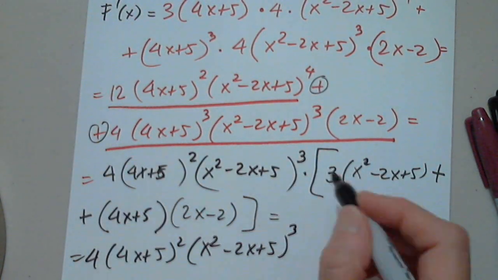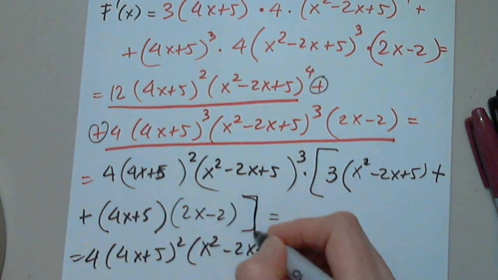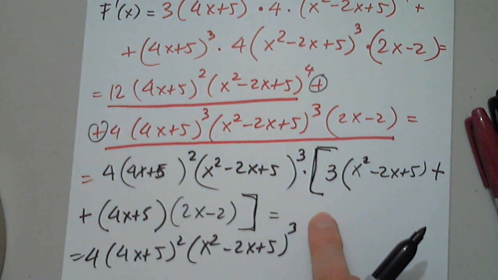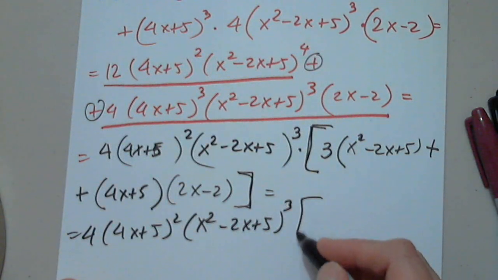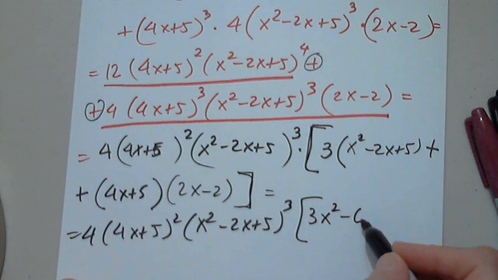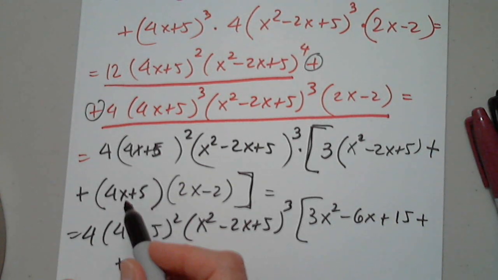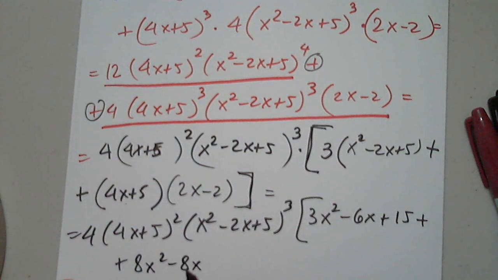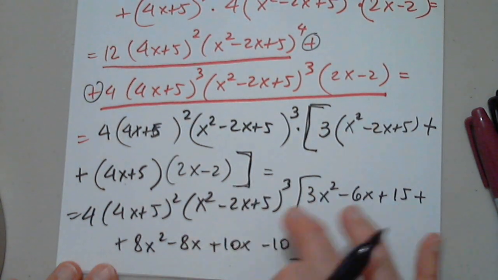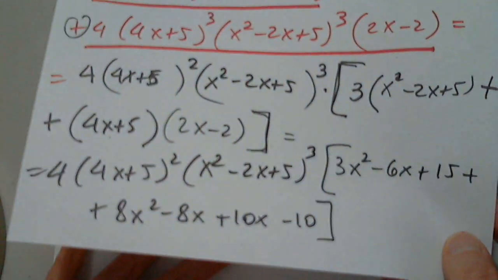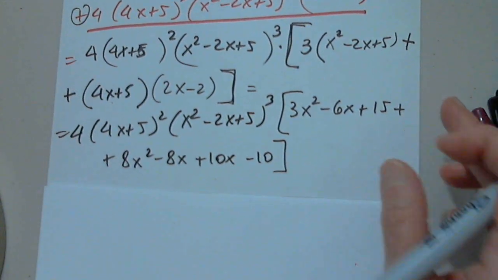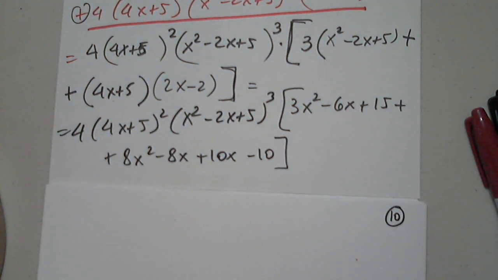And now I have to distribute, combine like terms and simplify what I have in brackets. So 3x squared minus 6x plus 15 plus, now I have to distribute 4x to 2x, 8x squared, 4x to negative 2, negative 8x, 5 to 2x, 10x, 5 to negative 2, negative 10. And now I'll combine these two, and that's absolutely done. And no one can further simplify it.